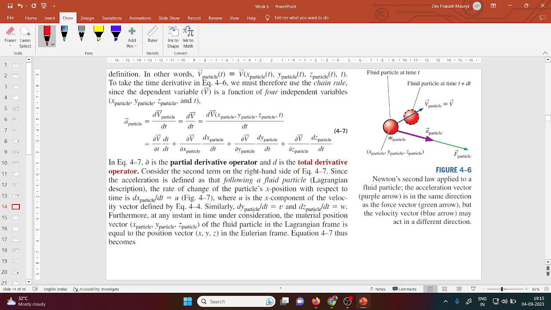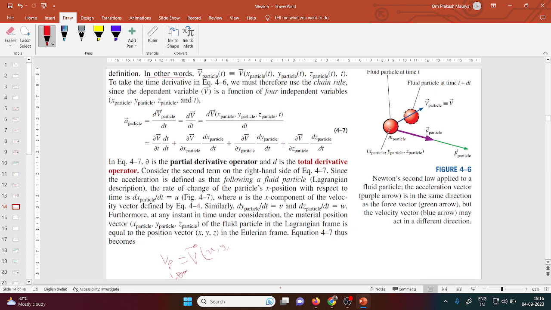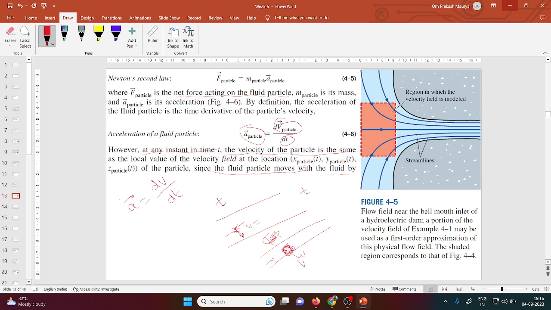Now, in other words, if you want to understand it differently, here I want to write the velocity of the particle at a particular time is the same as the velocity of the field, that is, at x, y, and the time is the same. Let's say that at t equal to 8 a.m., the same thing I am going to write, t equal to 8 a.m. This will be the same. So this is the meaning here. What is written in the above line is this, mathematically, to take the time derivative in equation 4-6, this is 4-6 that I have written.